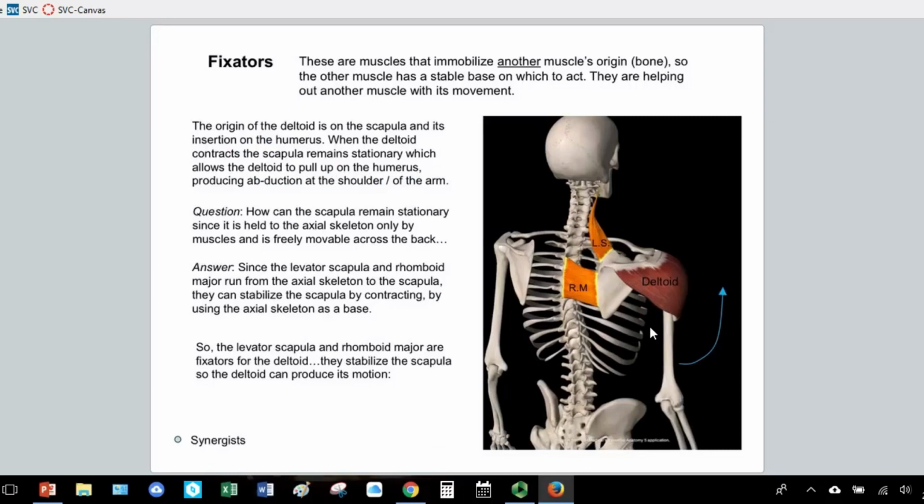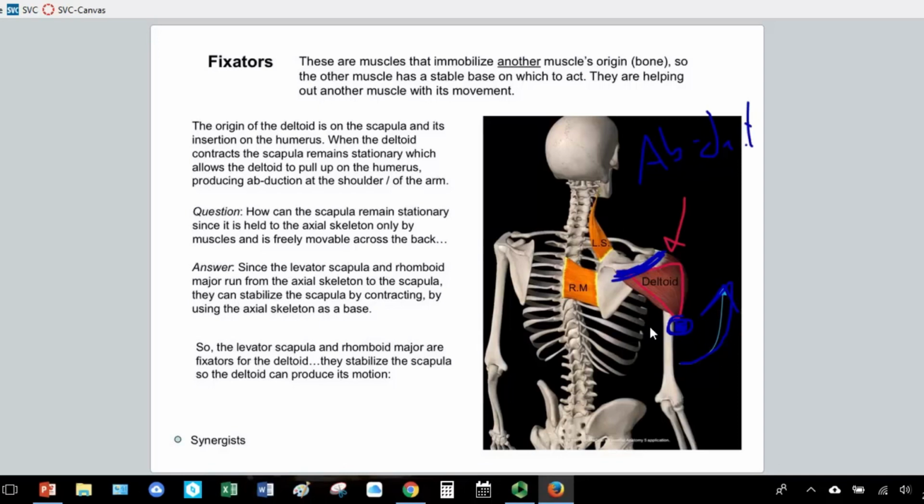Then we have other types of muscles called fixators. The fixators that we'll use in this example are the levator scapula and the rhomboid major right there. Okay. So those are the fixators. Now here is the deltoid. The origin for the deltoid is on the scapula, and the insertion point is down here on the humerus. When the deltoid contracts, the origin remains stationary, but the insertion point moves. So the humerus moves up, and that causes arm abduction.